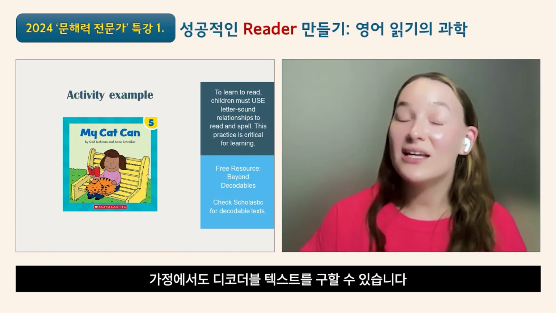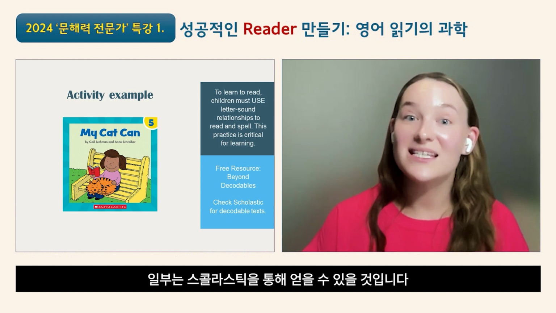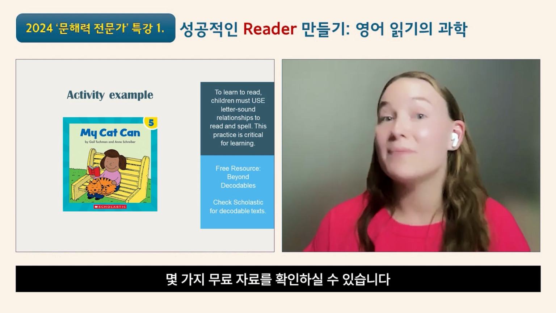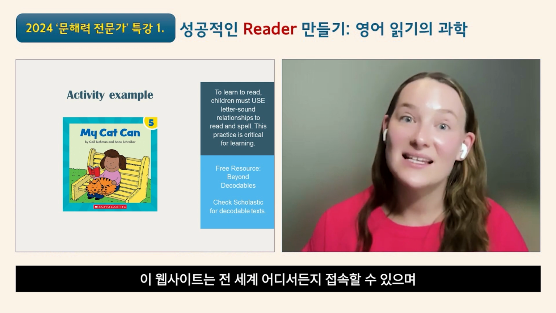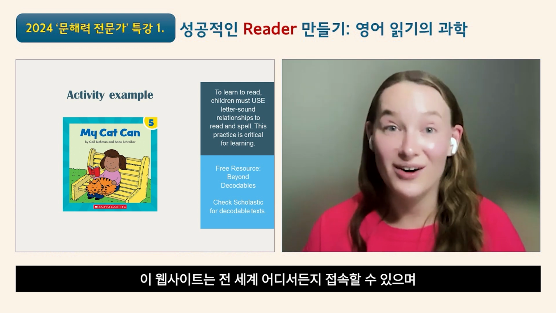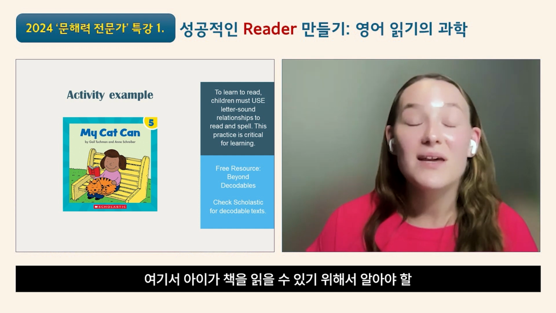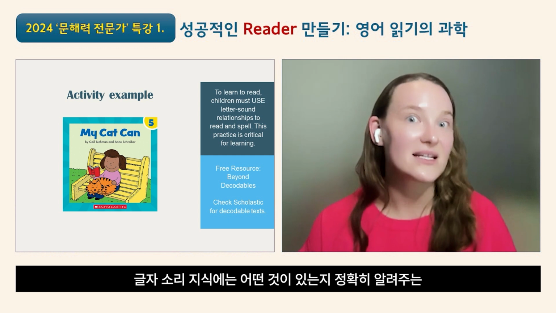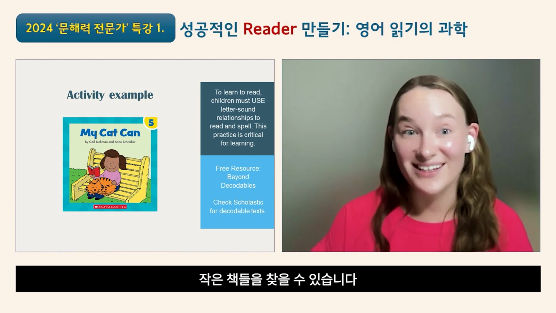At home, you can get decodable text. Some you might be able to try from Scholastic. You can also look at my website called Beyond Decodable for some free resources. This website is accessible across the entire world and is completely free to use and download. You'll be able to see little books that tell you exactly what letter sound knowledge a child needs to know to be able to read the book.